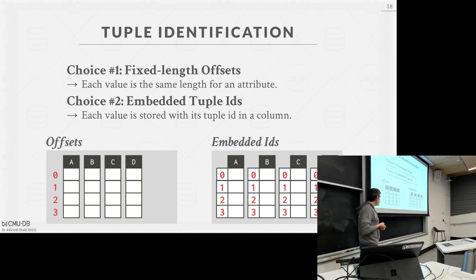The other approach is not very common. There are one or two systems that do this, I forget who they are. Most systems use offsets, because that's the better way. But you can also embed an ID and have a lookup table to say, if I want tuple 4, what offset do I need to jump to within each different column. It's more overhead. Some do it, but most don't.